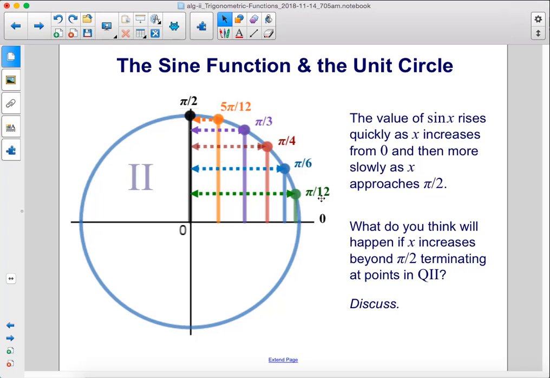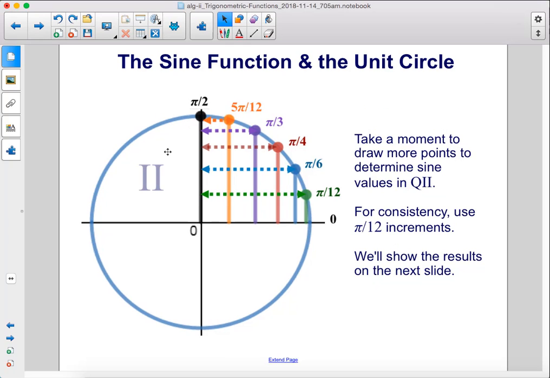What do you think will happen if x increases beyond pi over 2, terminating at points in quadrant 2? Take a moment to draw more points to determine sine values in quadrant 2. For consistency, use pi over 12 increments. We'll show the results on the next slide.